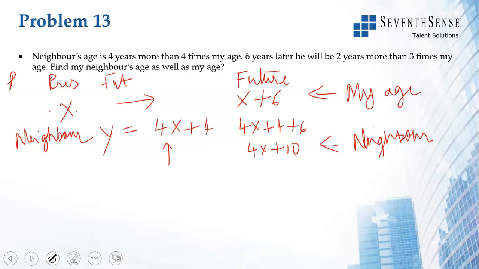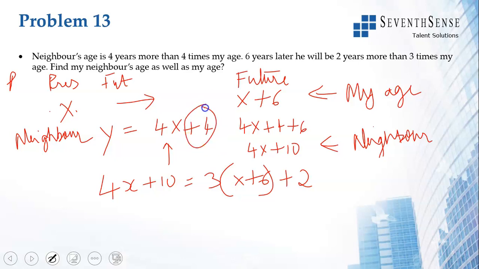Now what is the relation? He will be 2 years more than 3 times my age. So 4x plus 10 is equal to 2 years more than 3 times my age plus 2. See, my age is x currently. Neighbor's age currently is 4 years more than 4 times my age.